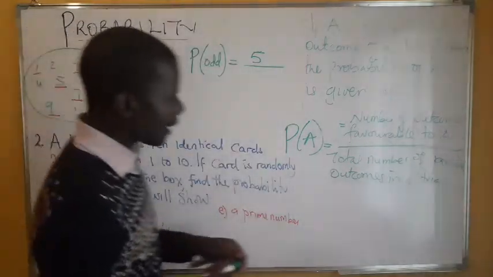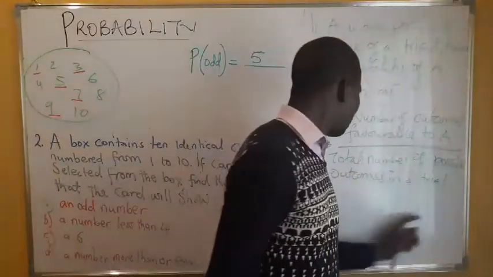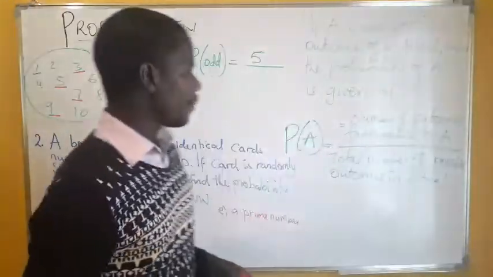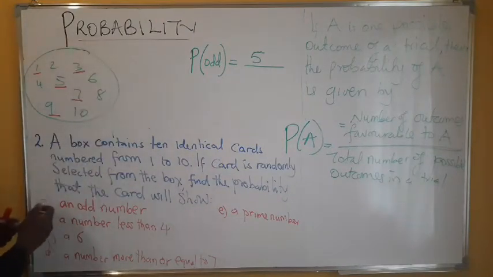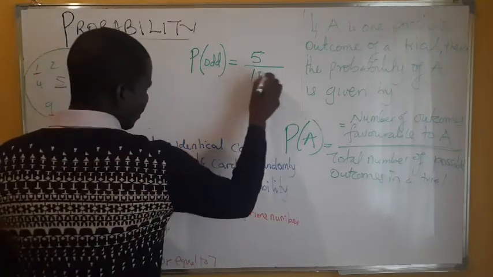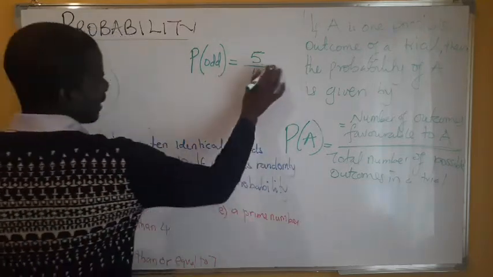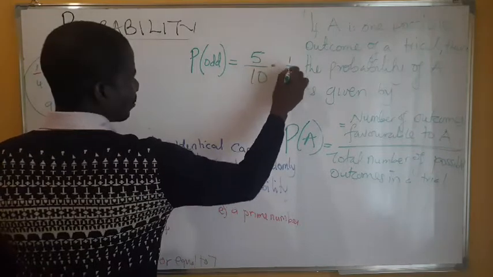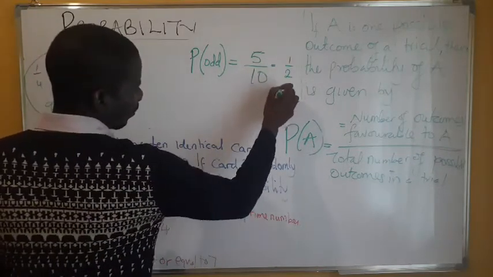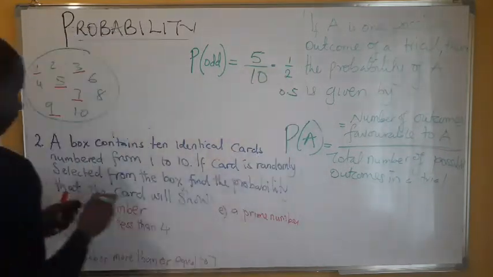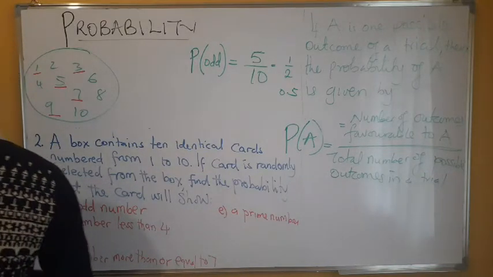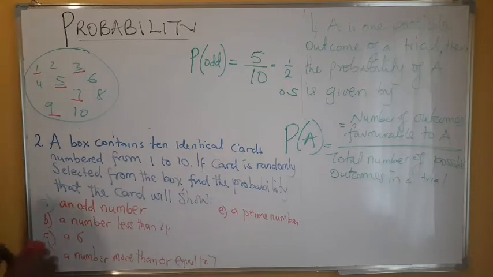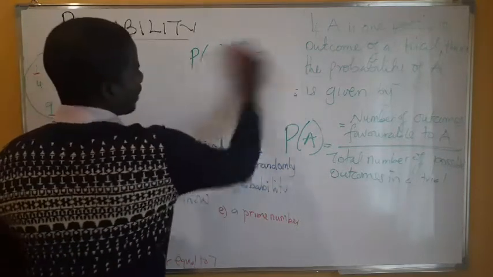Then the denominator here is what? The total number of possible outcomes in a trial. How many numbers do we have in this whole box? The numbers are 10. So we are going to write 10 here. When you simplify this, you're going to get 1 over 2, or 0.5. All right? This is what is going to be your answer for the first question.